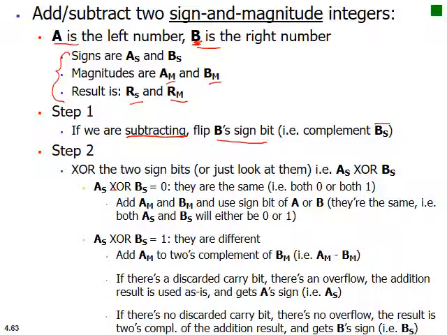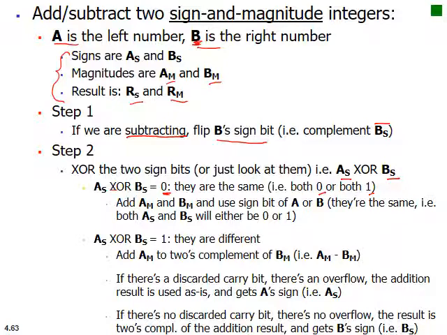We XOR the two sign bits. In other words, we take AS, the sign of A, and the sign of B, and we XOR them. And then we go and calculate the result. If the result is 0, it means that they are the same. It means the sign of A and the sign of B would both have been 0, or both have been 1. Right, so it's that case.